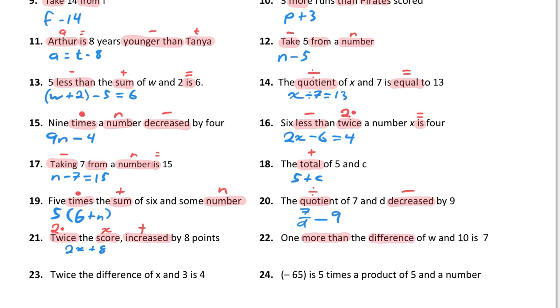Next, we've got 1 more than, watch out, we got to switch the order of things here. And then we have the difference, which is subtraction, and then we have is. Let's put all those together. We've got more than, which is addition, difference, which is subtraction, and this is an equals. So 1 more than the difference of w and 10. So w minus 10, that's the difference. And then we have to have 1 more than that, equaling 7. And there's our equation.